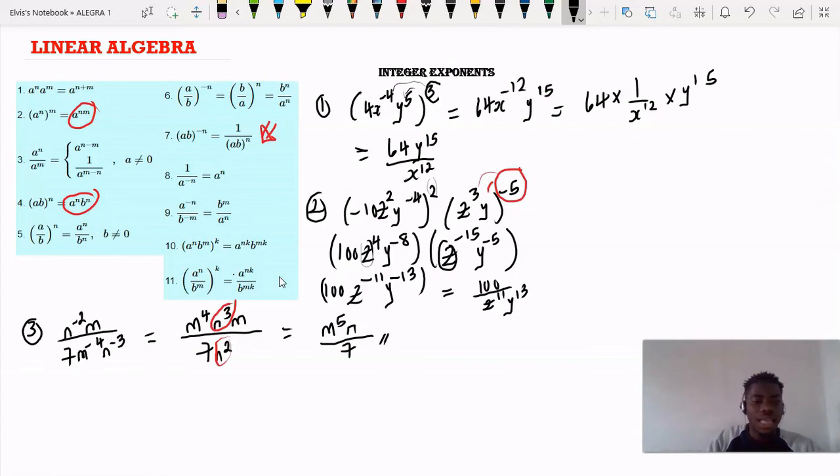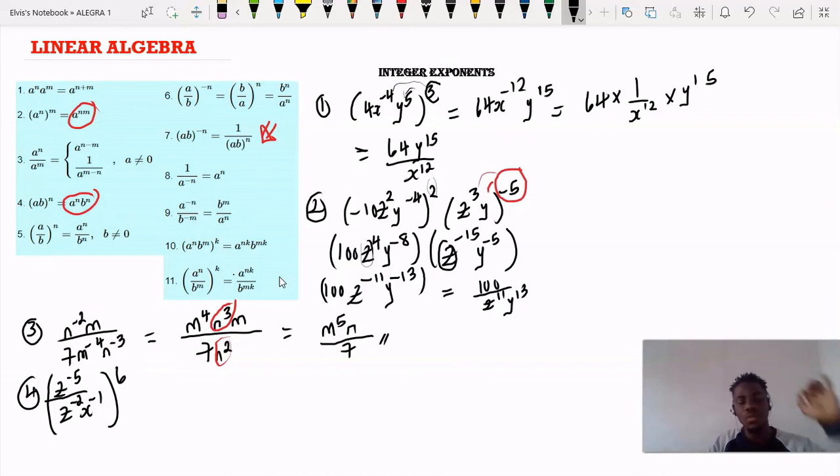So let's take a look at the last example. So the last example is z raised to the power of negative 5, then divide z raised to the power of negative 2, then multiply s raised to the power of negative 1, then all raised to the power of 6, right? So all raised to the power of 6. Now guys, we are also going to use the same logic.